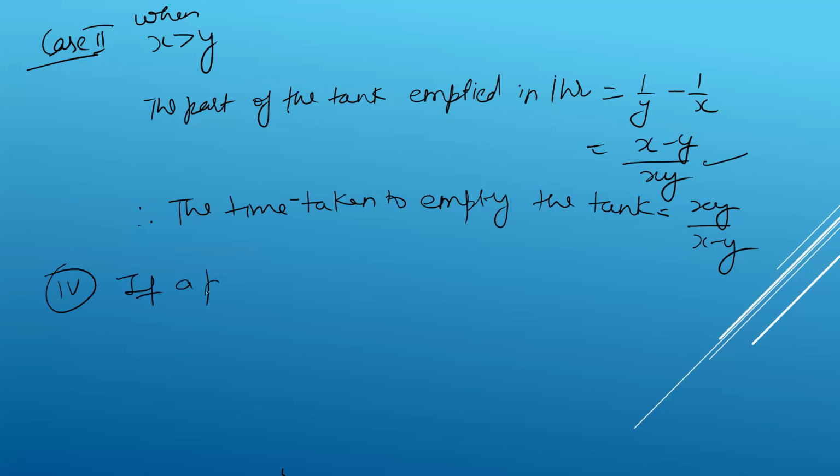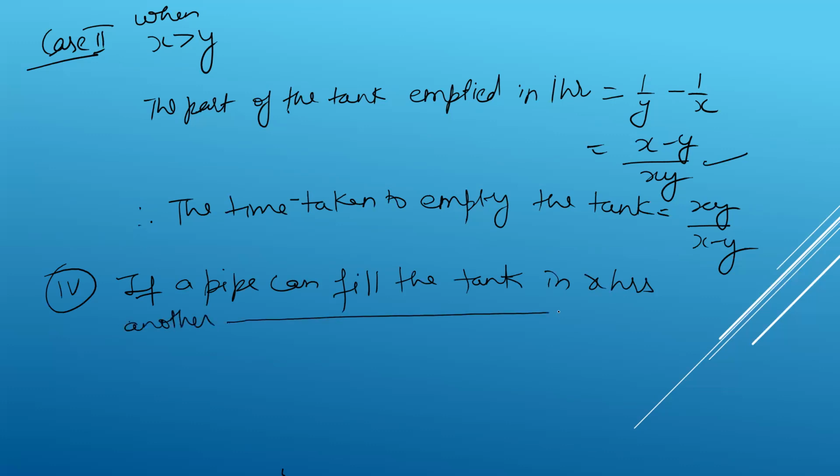If a pipe can fill the tank in x hours, another pipe can fill the tank in y hours. ये रहा आपका टैंक. एक पाइप आपका x hours में फिल कर रहा है, एक पाइप को y hours लग रहे हैं. ठीक है.